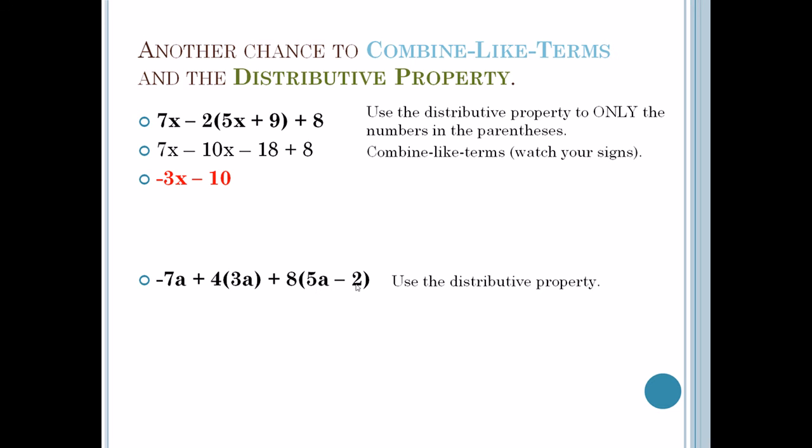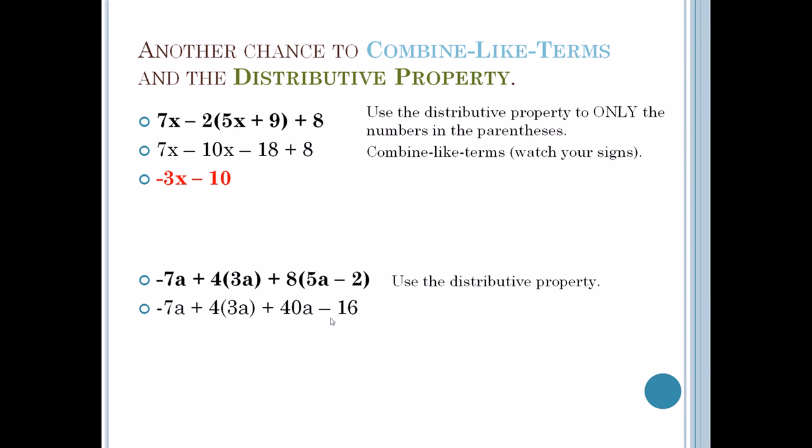Everybody in the parentheses is going to get an 8. That's 8 times 5a and 8 times negative 2. An expression has adding and subtracting in it. There is no adding or subtracting here. So I'm going to rewrite my problem. I'm going to write my negative 7a. I'm going to write my 4 times 3a. And I already multiplied 8 times 5 and it gave me 40a. And I did 8 times negative 2 gives me negative 16.